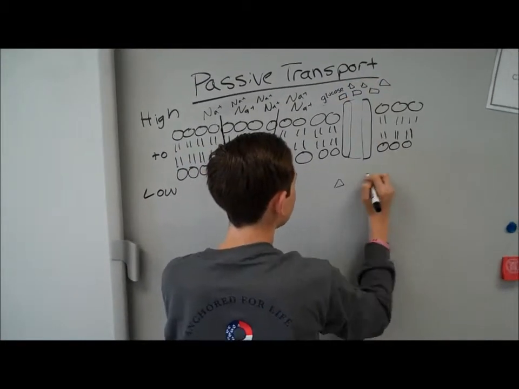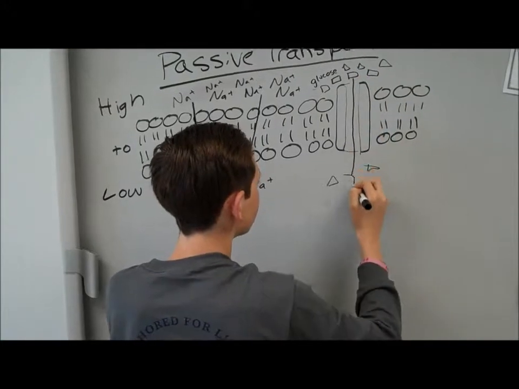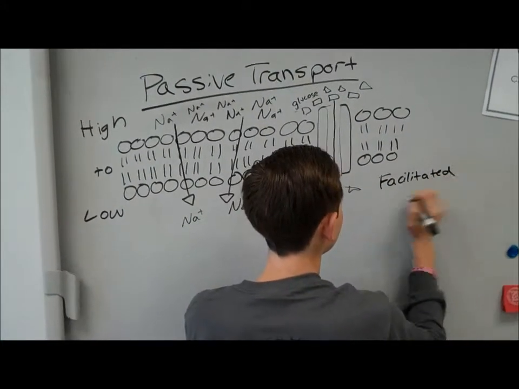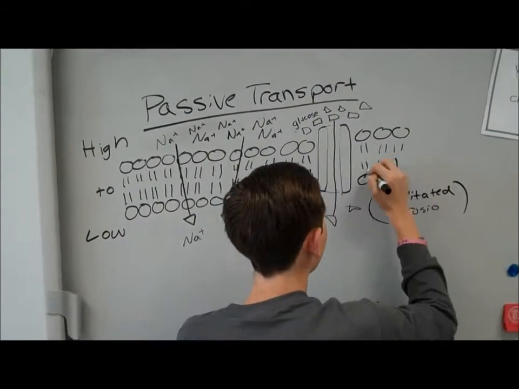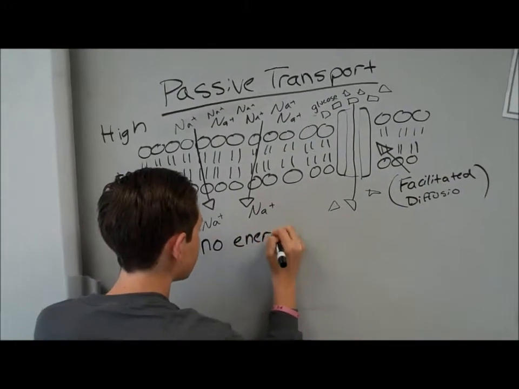Facilitated diffusion uses protein channels and carrier proteins to aid diffusion across the membrane. This allows larger molecules and charged molecules to cross the cellular membrane. Facilitated diffusion does not use any energy.